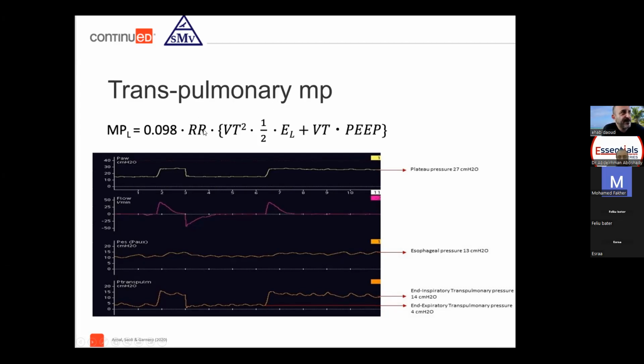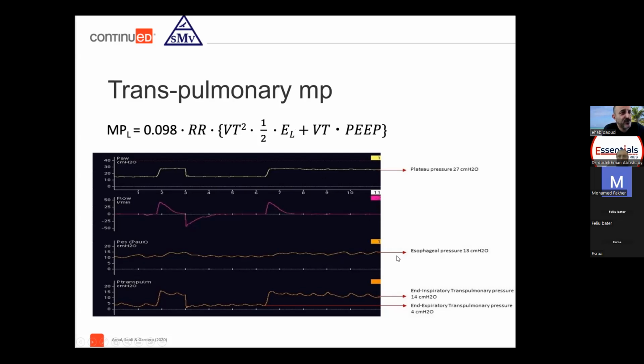So how do we calculate the transpulmonary mechanical power? Pretty much the same idea, which is volume times pressure plus the PEEP and the respiratory rate. So here's the equation: conversion factor 0.09 multiplied by the respiratory rate. And this might be a little bit different, but it again talks about pressure times volume. So tidal volume to the power 2 multiplied by half multiplied by the elastance of the lung.